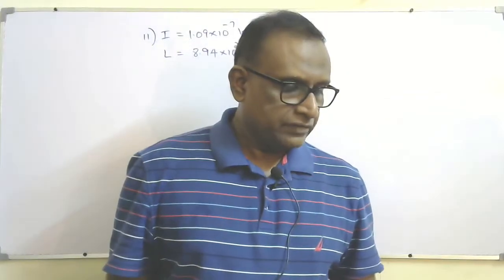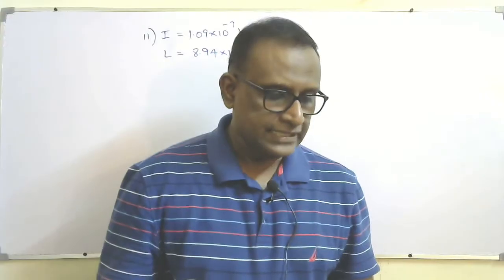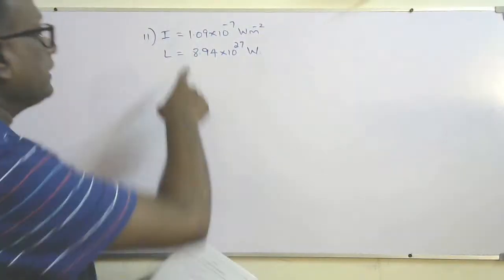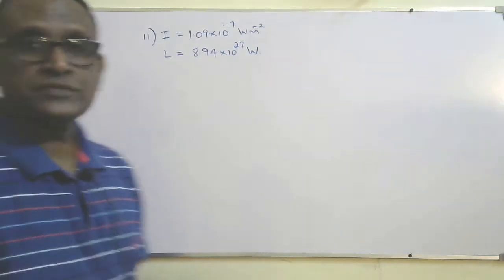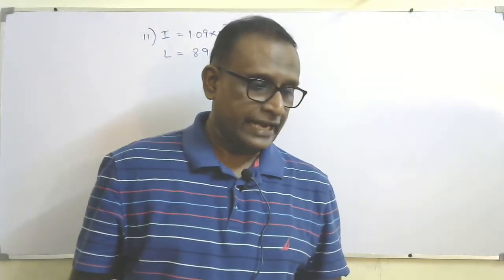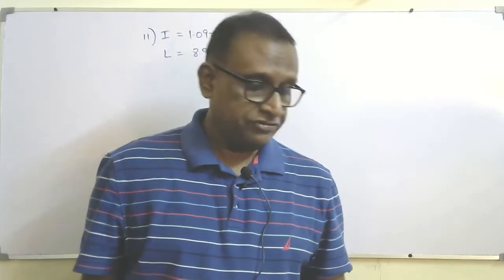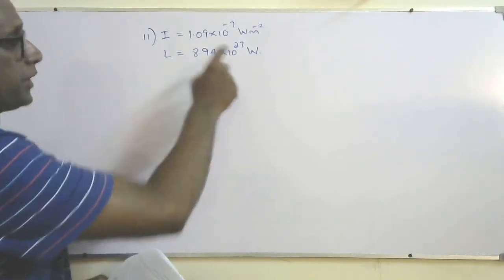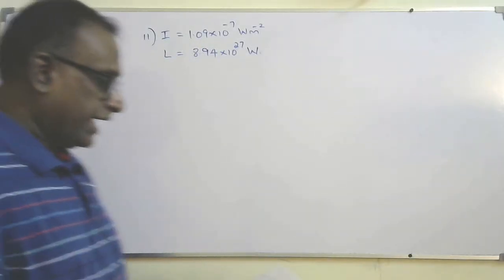Okay, question number 11. Sirius is the brightest star in the night sky, and the intensity of Sirius is measured to be 1.09 × 10^-7 watts per meter squared. Intensity, or it can be called radiation flux, is given like that. And the luminosity of the star is given as 8.94 × 10^27. The question is, calculate the distance.